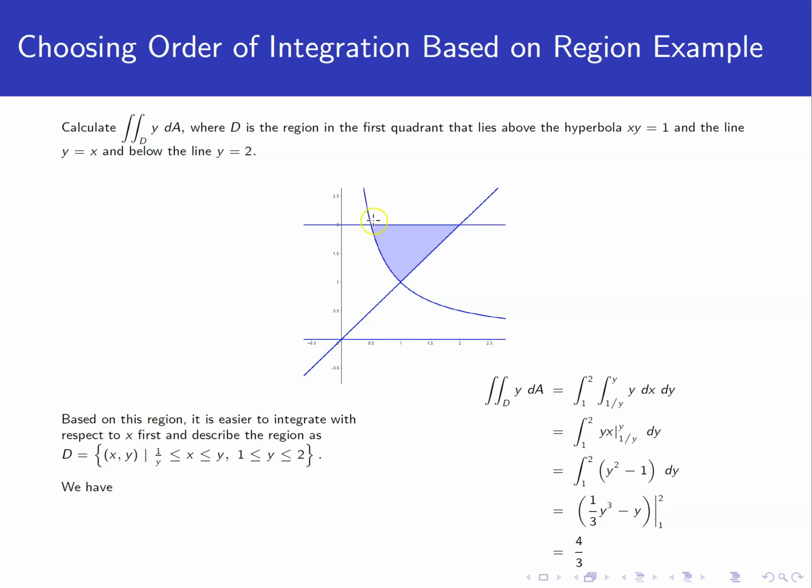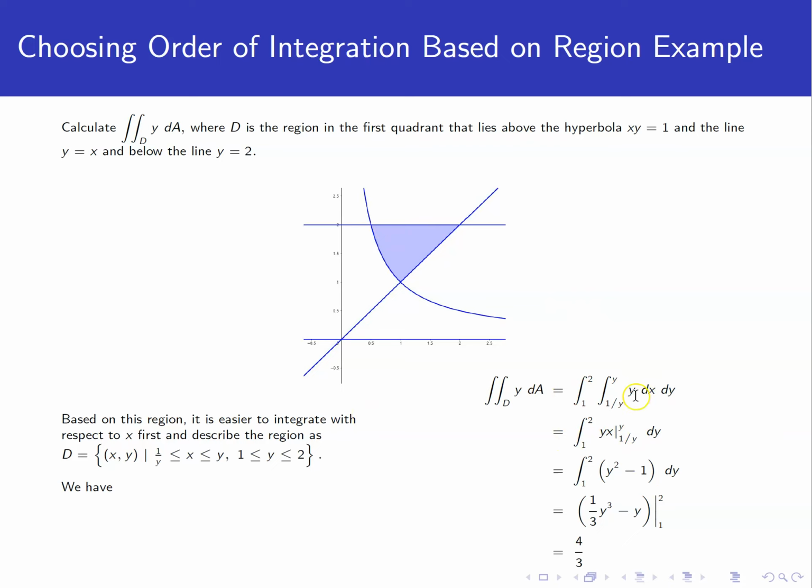All right, so in terms of holding y constant and integrating with respect to x first, this is the curve x equals 1 over y. This is the curve x equals y. So my x's go between 1 over y and y, and looking at the intersection, this is y equals 1, and this is y equals 2. So I can set up my double integral in this fashion.